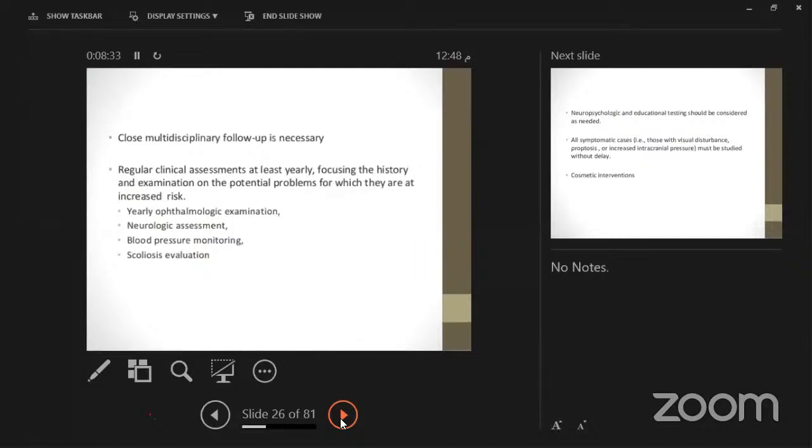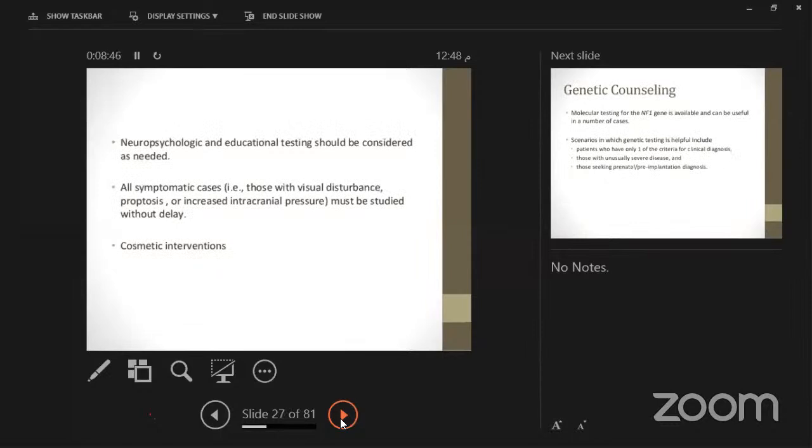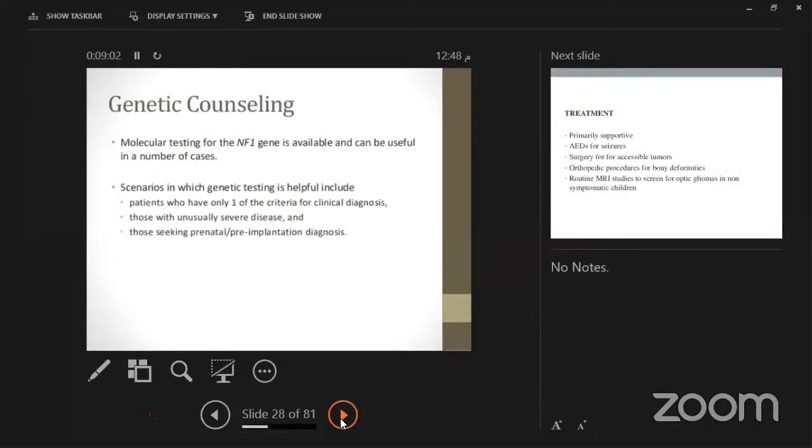For follow-up, regular clinical assessment and history and examinations are necessary, also a yearly ophthalmologic examination, neurological assessment, blood pressure monitoring, and scoliosis evaluation. Neuropsychological and educational testing should be considered as needed. All symptomatic cases with visual disturbance must be studied without delay, and sometimes we need cosmetic surgical intervention. Genetic counseling can also be offered.